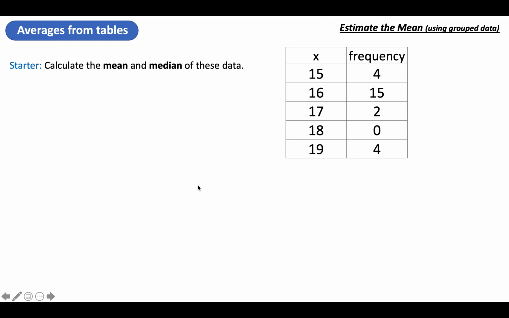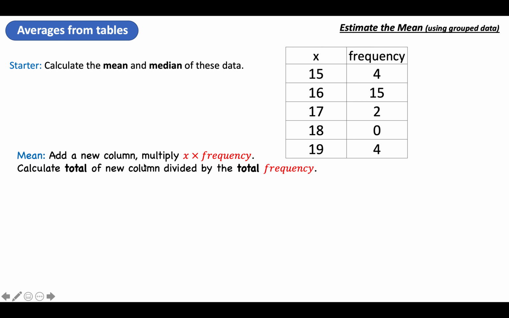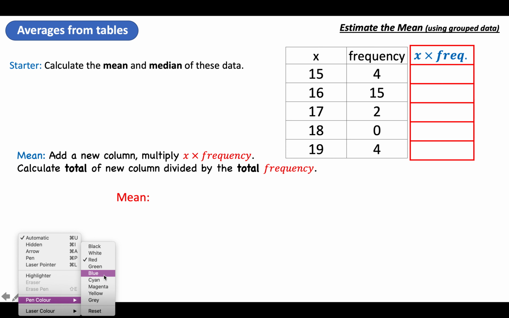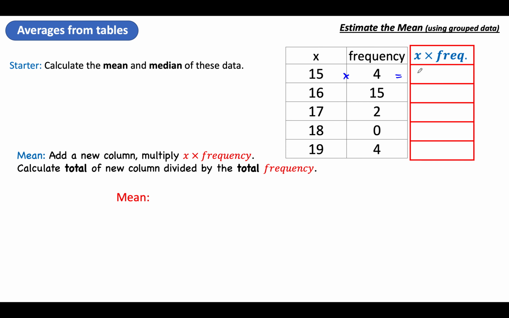Okay, you should have had a go at this. Let's see what we're supposed to be doing. Well, finding the mean, we need to add a new column and then multiply the x column, so this is like the category, by the frequency. So there's our extra column, and we're going to multiply across. 15 times 4 is 60. 16 times 15 is 240. 17 times 2 is 34. 18 times 0, tricky one this, 0. 19 times 4 is 76.